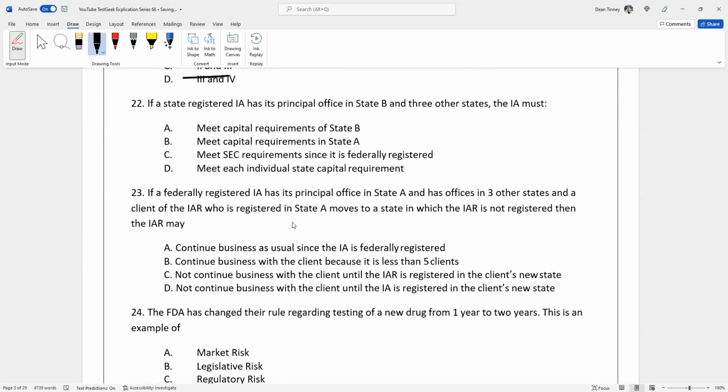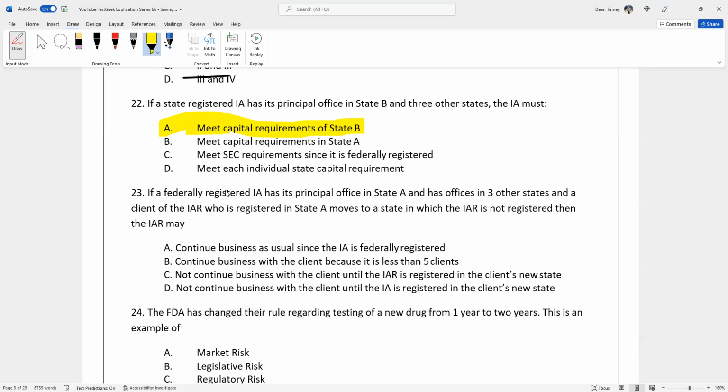A firm has its principal office in state B, question 22, and in 3 other states, the investment advisor must meet the capital requirements of state B. Yeah, you only have to meet the requirements of the state in which your home office is. So that sounds pretty good. But as I said before, let's just read the rest of these answers to see if Brian perhaps has something better for us. Meet capital requirements in state A.